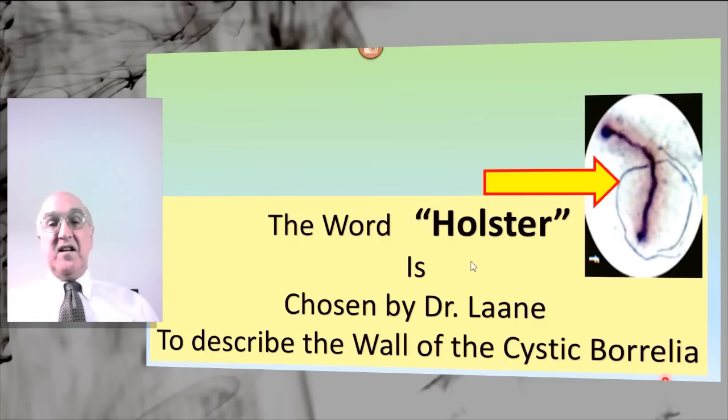Now, Dr. Laane in Norwegian uses a word which is translated as holster to describe the cyst. In our USA English, we would think of holster in a different context, but Dr. Laane thinks of the wrapper or the cyst wall, which covers the spirochete, which is breaking open, as a holster. It describes the wall of the cystic Borrelia.